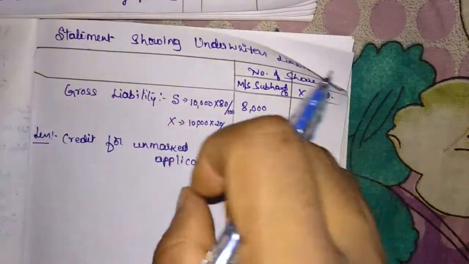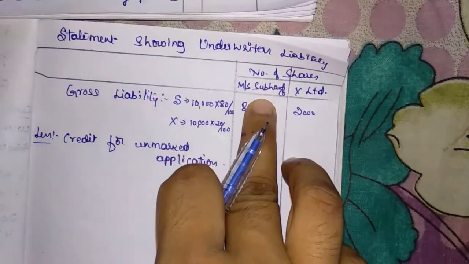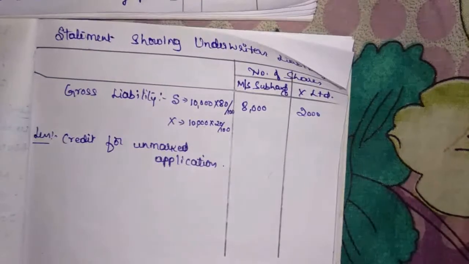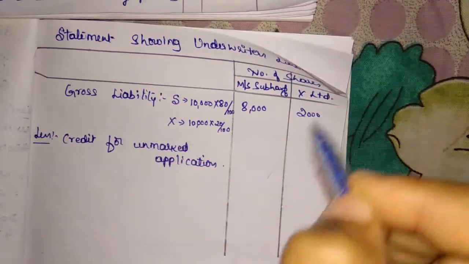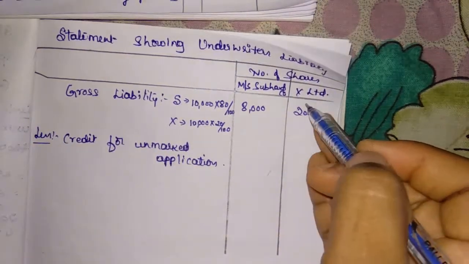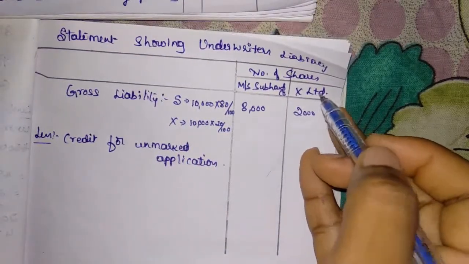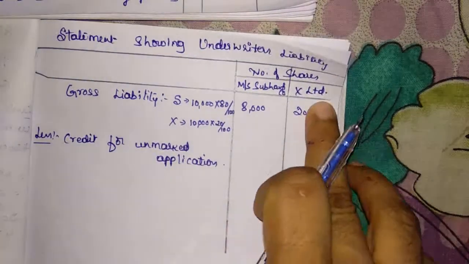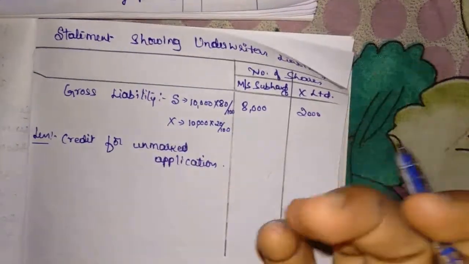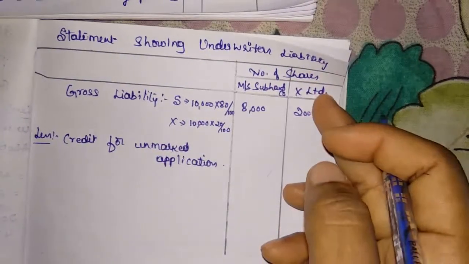So here part of the issue is underwritten. So whatever applications were received from the public, that is 8,000 shares, we cannot assume that they came through the underwriter only, because the company is also an underwriter for the non-underwritten shares, and because of the efforts of the company the public may subscribe for the shares. So that's why we have to give the credit of unmarked applications to the company also.